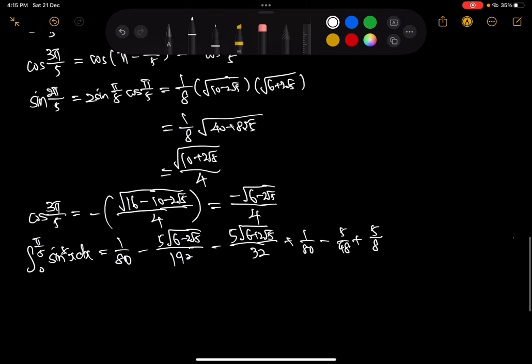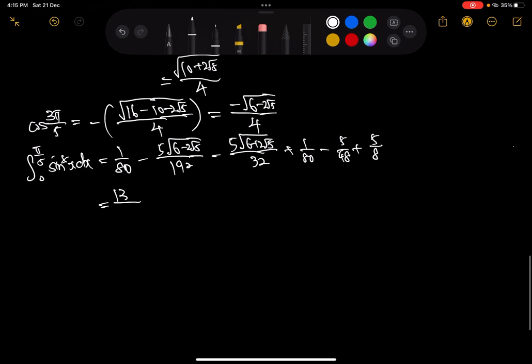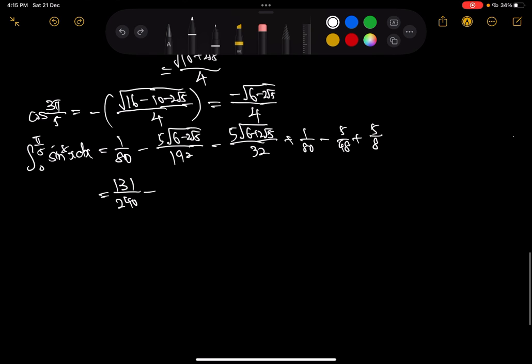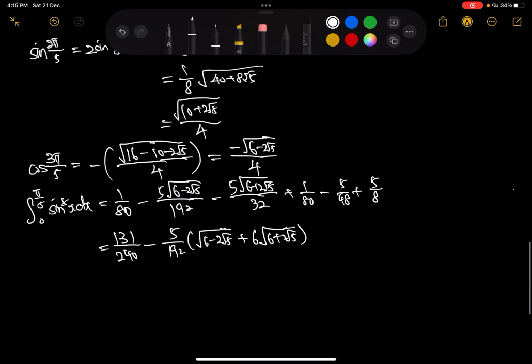So we have 131 over 240 minus this and then minus this. So let's just have two surds because they look extremely different. But then we have 5 over 192. Let's group the surds. Root 6 minus 2 root 5 plus 6 times root 6 plus 2 root 5. And I think that's probably it for the question.